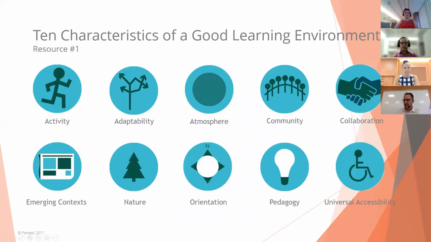The 10 characteristics of a good learning environment are data-driven global best practices that we've developed from a wide range of academic and practice-based resources. The characteristics are activity, adaptability, atmosphere, community, collaboration, emerging contexts, nature, orientation, pedagogy, and accessibility. This list is used as a guide early in the design process to set goals and priorities for the built learning environment, as well as the design process itself. All learning environments don't necessarily have all of these characteristics, but they are what is seen consistently as part of a holistic good learning environment in the research that we've looked at.